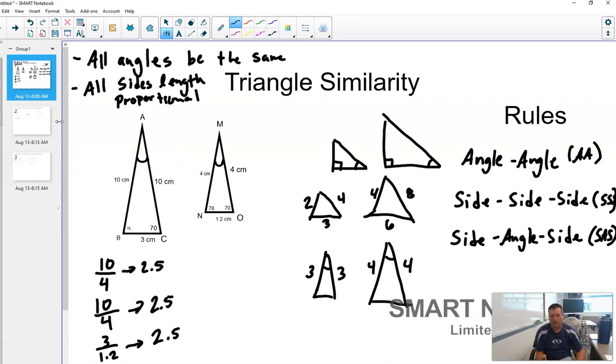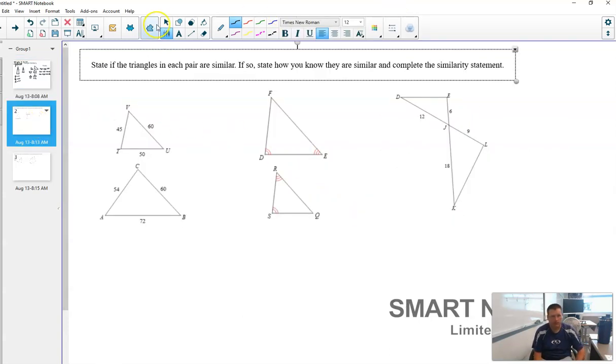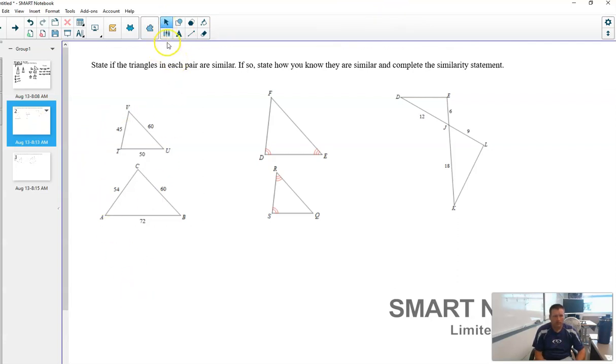What we want to be able to do with this is look at 2 triangles and, with the information that they are giving me, conclude whether or not they're similar. And we're going to do that by one of these 3 rules. Okay, so here we go. Let's start with this one here. It says state if the triangles in each pair are similar, and if so, state how you know, and then complete a similarity statement. We'll do that in a minute.